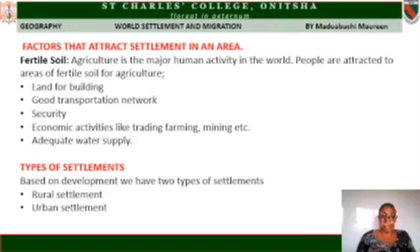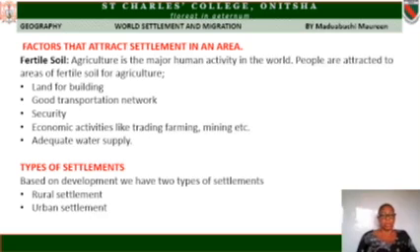Factors that attract settlement in an area. Fertile soil. Agriculture is a major human activity in the world. People are attracted to areas of fertile soil for agriculture. Land for building. People like to go to areas where there is land for buildings.